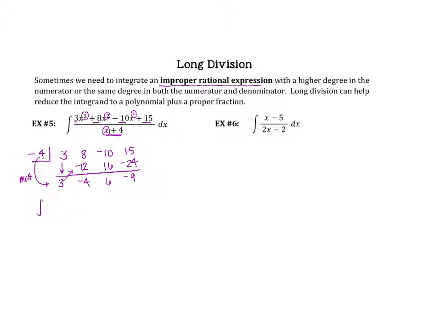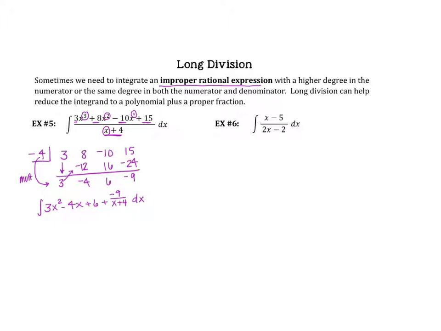And what it's going to look like is we started with the cube, but we factored out really an x here. We dropped it down a power. So it's going to be 3x squared minus 4x plus 6. And then we're going to have plus a remainder of negative 9 over x plus 4 dx. Now this turns into something that we can fairly quickly integrate.